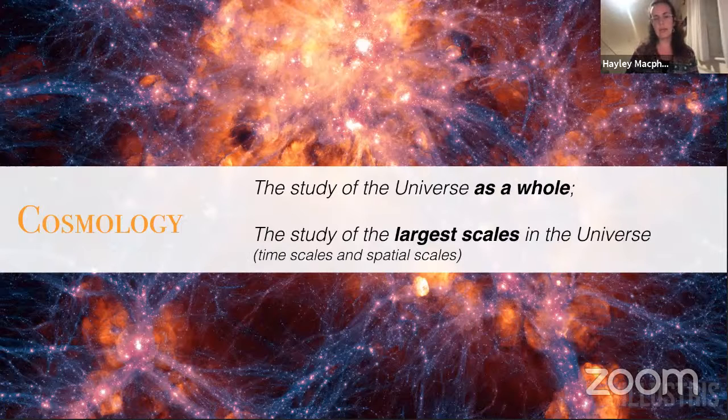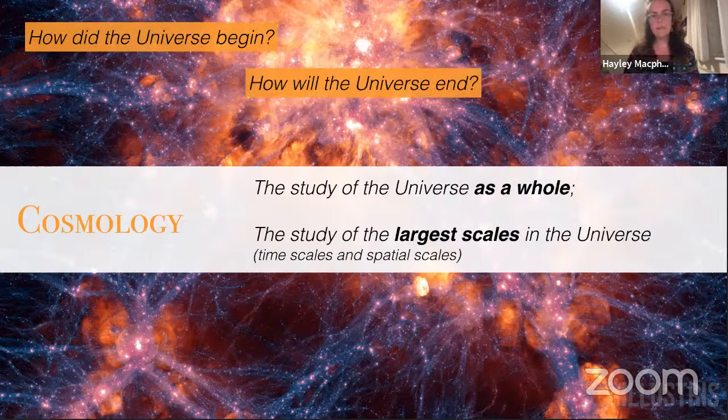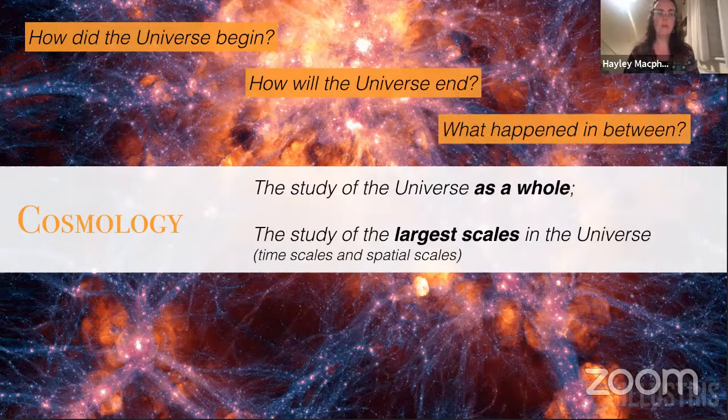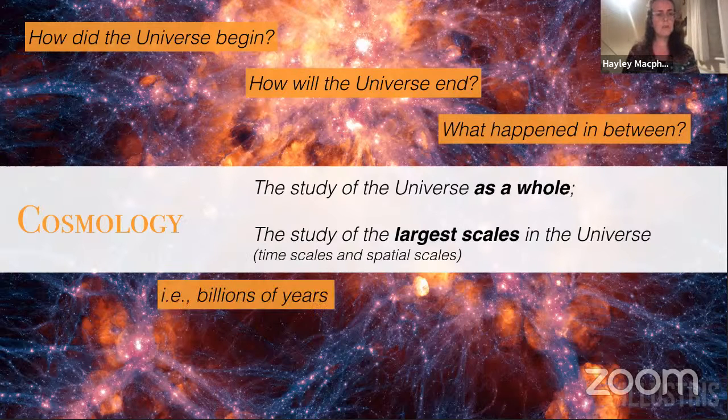So looking at questions like, how did the universe begin? How will the universe end? And what happened in between, rather than say, how do stars evolve? The second definition, which I like better and I think is more accurate, since many cosmologists do study things like galaxies themselves, is that cosmology is more the study of the largest scales in the universe, in both space and in time. So when I say large timescales, I mean billions of years.